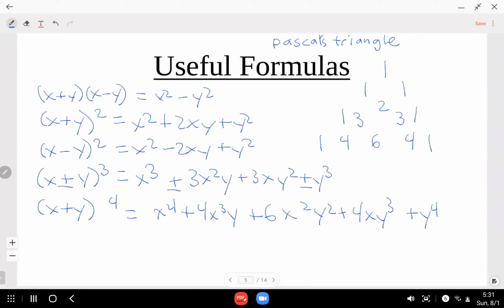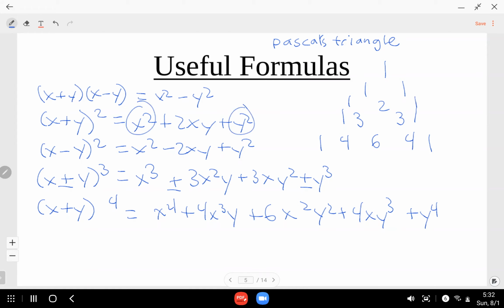So, Pascal's triangle. You look at this, it seems very similar, right? Because the difference of squares, what is difference of squares? That's x squared minus y squared, 1 minus 1. It's the first level. And then what you have is 1, 2, 1. 1, 2, 1 is x squared plus 2xy plus y squared, where x squared and y squared have coefficient 1, and then 2xy is 2.